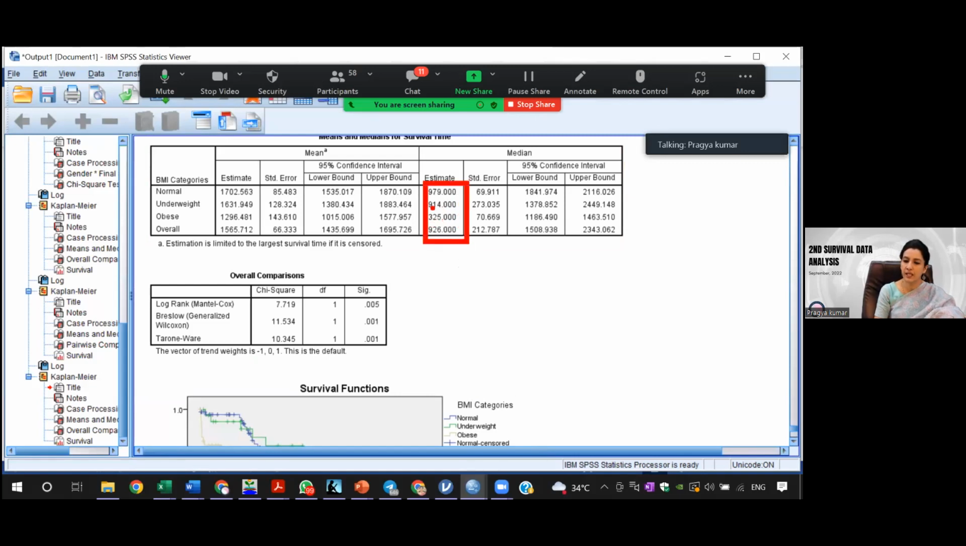1325, then in underweight it is 1914, and normal it is 1979. So had it been like 1325 followed by normal and then underweight, then it would preserve the ordinal nature, right? The underweight is the least, normal is in between. But this median survival time, this is in the middle, it is showing the large value. So this is not a trend.